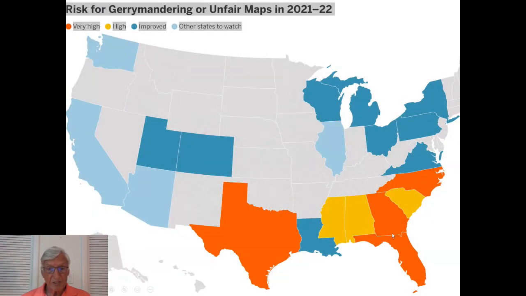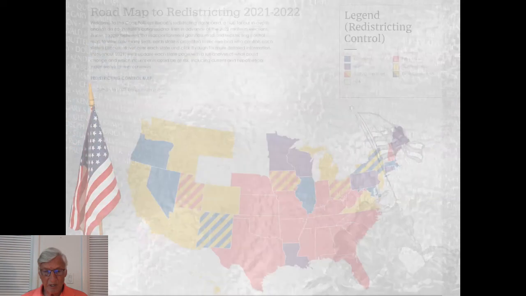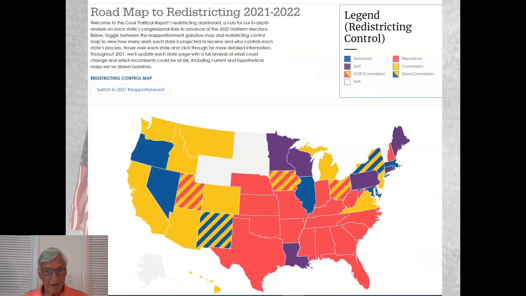This is high risk areas, or the risk areas, relative risk. You can see that the areas that are in, I'll call it kind of brown, are the highest risk. Those that are in yellow or gold, they are high risk. And then you see there are those states that are in the deeper blue that are improved, and then a few other states to watch and see what happens. Now, this is the general picture, and this is another way of representing it from the Cook company, dealing with reapportionment.